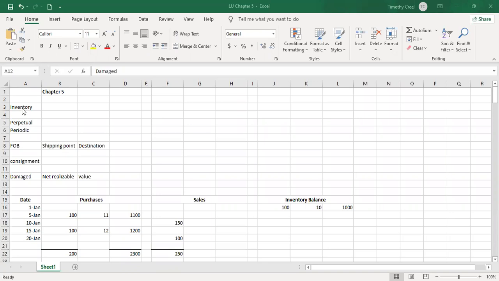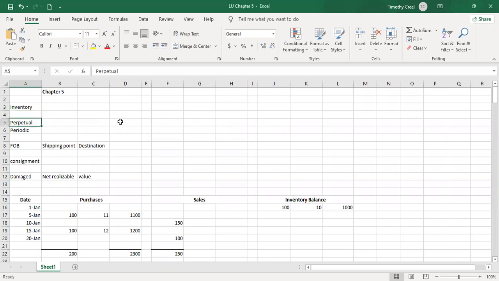Now, for one thing, inventory is basically goods that are being held for sale, such as when you walk into a Walmart and you look around and there's all these goods there that you could purchase. That's inventory. So inventory would be something that a merchandising company would hold to sell to their customers.